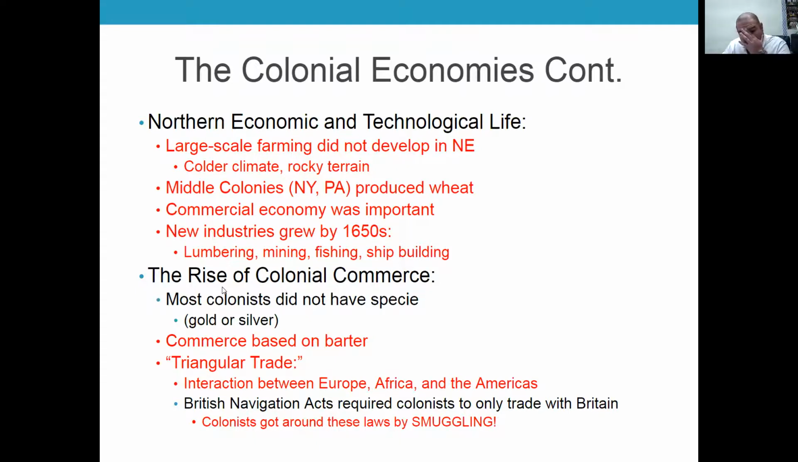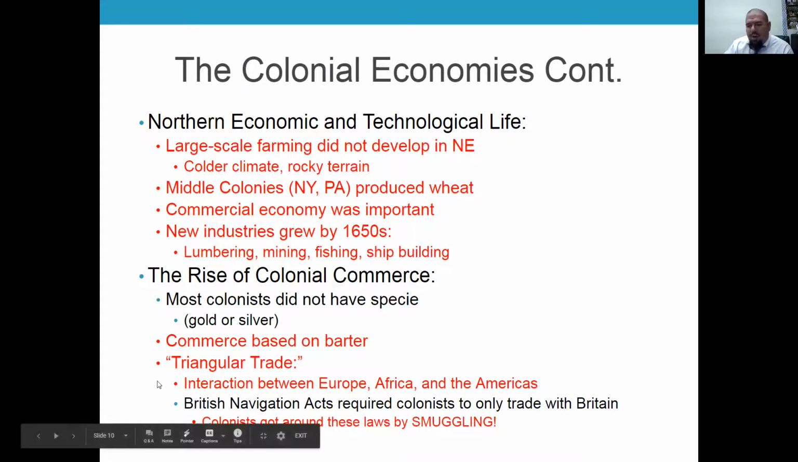Since most colonists didn't have specie, it's specie, not species, which is basically gold or silver, commerce, the act of making a transaction, was all on barter. I'll give you 5 bales of wheat for 3 muskets. Okay, that's barter. And this is also a part of the triangular trade.